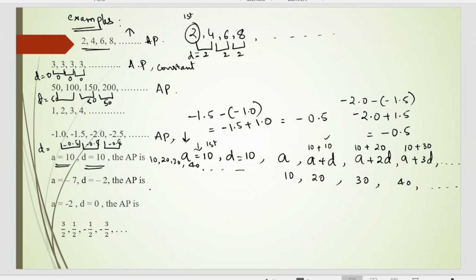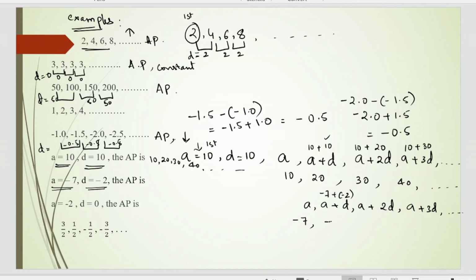Clear? Now let us find the AP for the next example. If A is minus 7 and D is minus 2, what is the AP here? A, A plus D, A plus 2D and A plus 3D. This is the general form, right? Now here A is minus 7. This is the first term. Okay, so how do you get the next term? When you add minus 2 to the first term, you will get the second term.